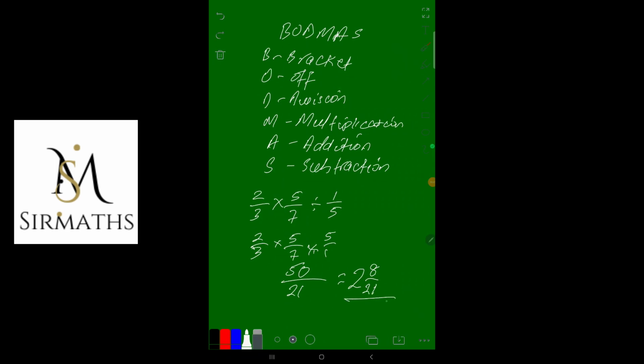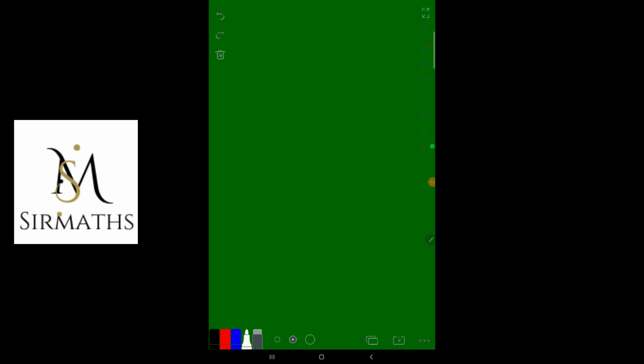The important thing here is to tell you that you have to follow the BODMAS. We didn't multiply first before division. If we had done that, we may get a wrong answer because we disobeyed this BODMAS. That is when we are treating combination. Now let us treat one combination that involves addition and subtraction.